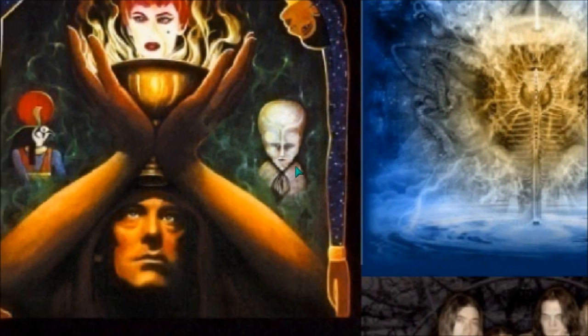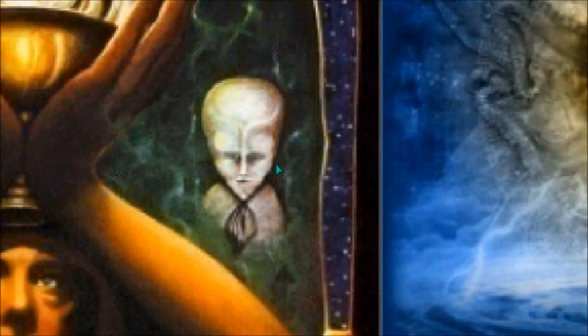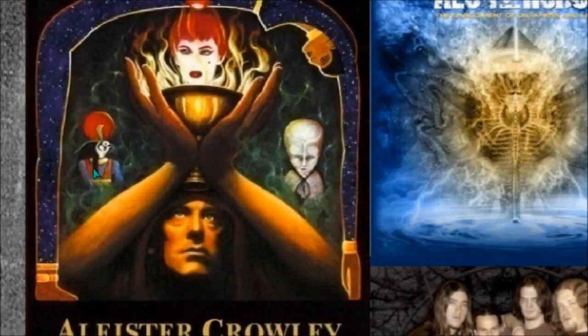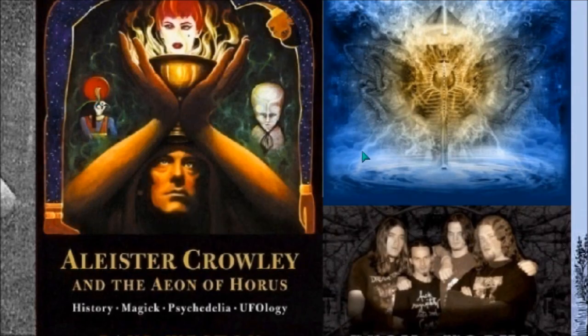And I forget his name, but you can look that up on the internet. Look up Aleister Crowley and this particular demon. Looks very similar to the alien or greys that we have all come to understand and know. There is Horus with the serpent on the head and the sun.